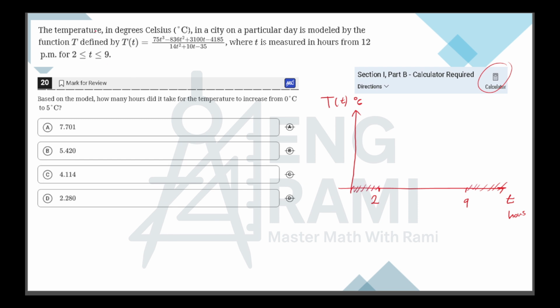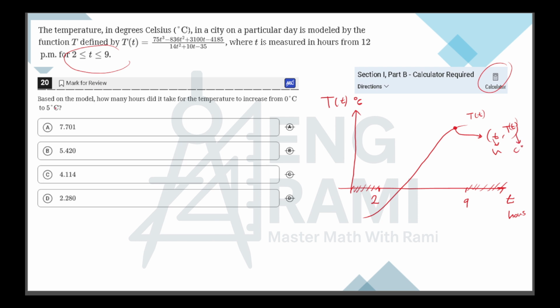Don't forget that based on this, this function, or any function, will be in here. This is T of t. This is a point in here. As you can see, this point has t small and T of t. This one is in hours and this is in Celsius degrees.